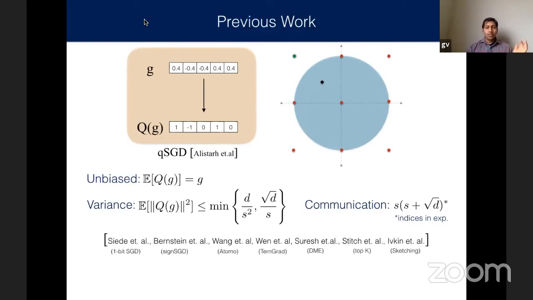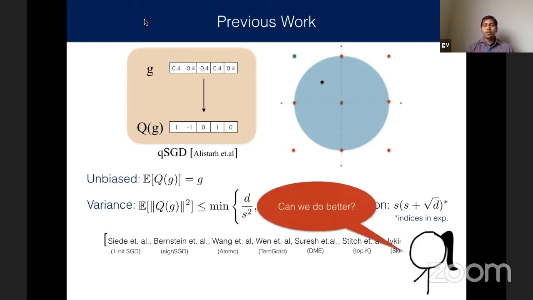And then following this work, there were a series of works, all of which achieved various trade-offs. However, in all these works, the communication that was needed was at least square root d indices. Okay, so these are not bits, square root d indices. And the main question that we tackle is, can we do better? Can we get communication below square root d as well?